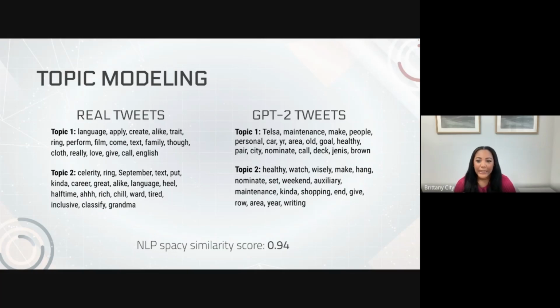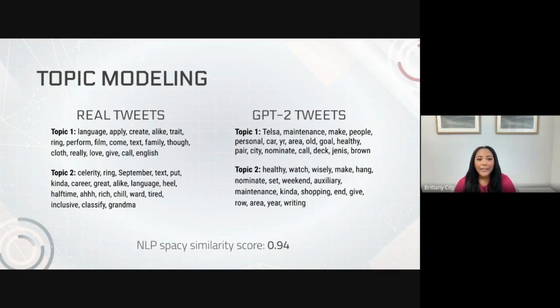I did see in the GPT-2, I do tweet a lot about Tesla. That's honestly probably where they got the Elon from, because I tweet a lot about Tesla. Tweet a lot about Jeni's. I love Jeni's ice cream, shopping. So I'm seeing a lot of similarities in things I am interested in. And the similarity score was a 0.94, which is very, very good.